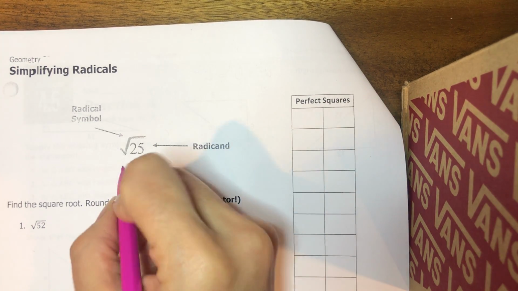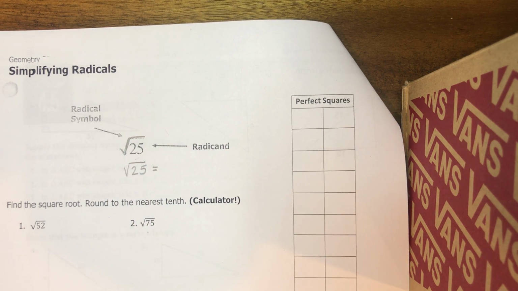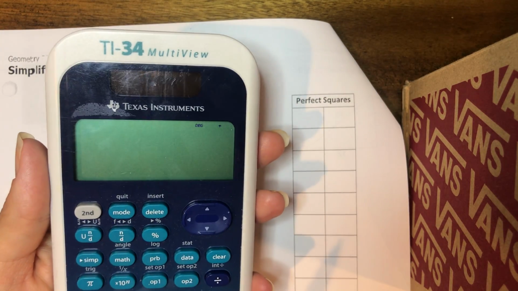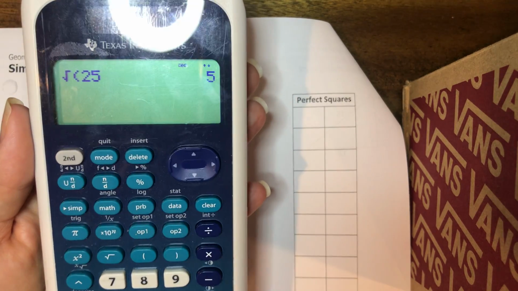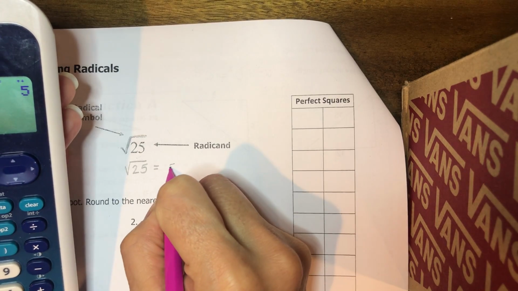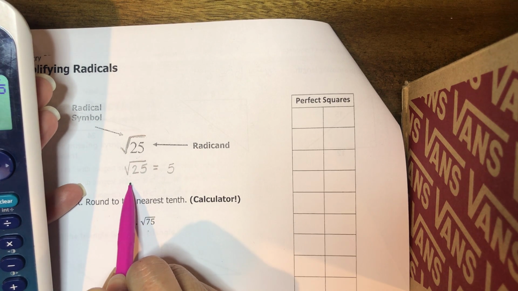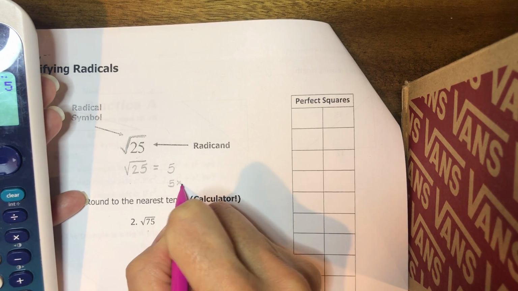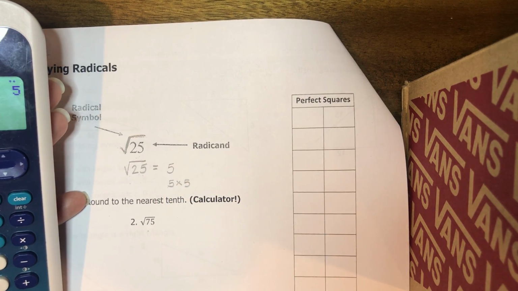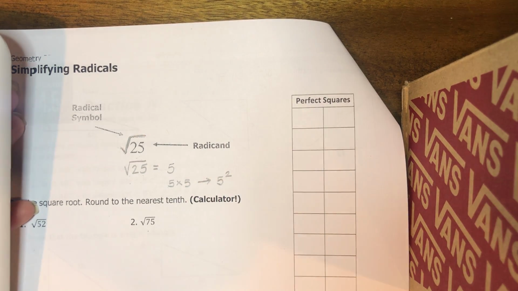So the square root of 25, now some of us know this off the top of our head, which is great. Others of us don't and use our calculator. So the square root of 25 equals a nice number. It equals 5. The square root really means what number times itself would give me 25? Well, doesn't 5 times 5 give me 25? And another way that we write 5 times 5 is 5 squared.